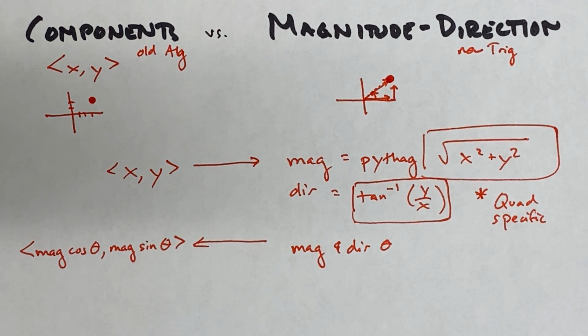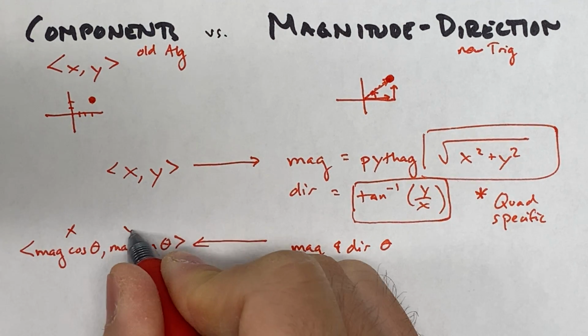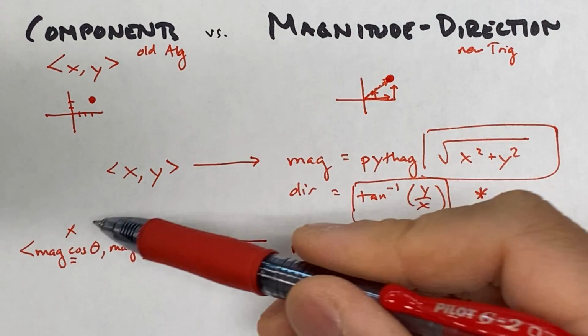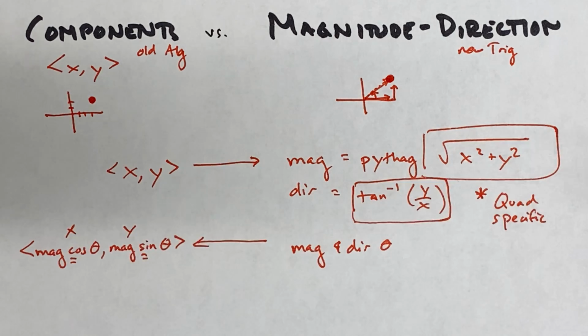Easiest way to remember this: x comes before y, cosine comes before sine. So whenever I say x in algebra, that's the same thing as cosine in trigonometry. Whenever I say y in algebra, that's the same thing as sine in trigonometry, and vice versa.